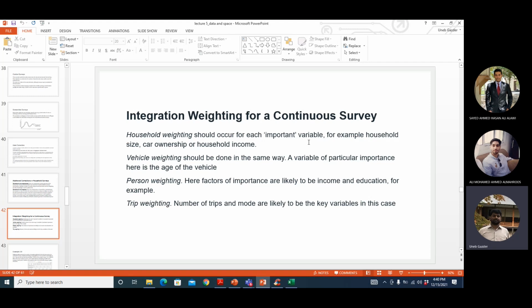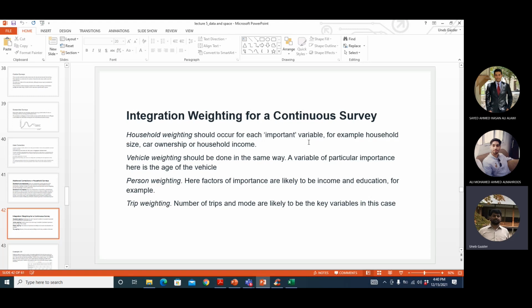Without this weighting mechanism, the integration may not be proper. The first year data may have more samples from bigger households. In the second year, you may have more samples from smaller households. So in order to use them together, there must be some weighting done, which I will show you in the next slide.